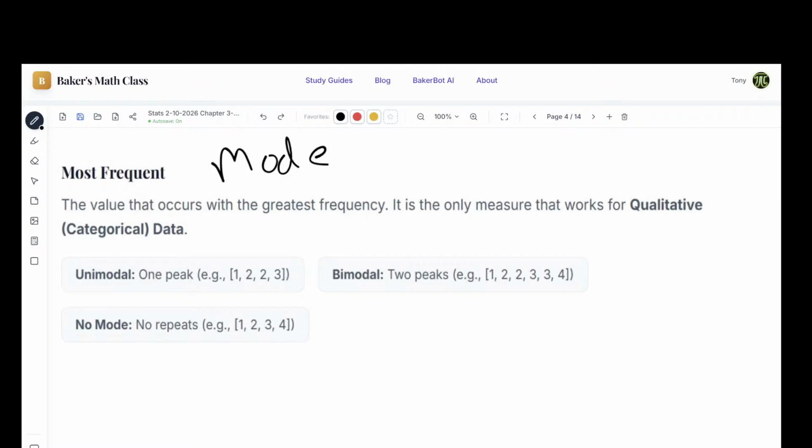You're looking for the one that appears most often. Mode also has some different options to it. I can have one mode, just one number appears most often. I can have multiple modes. They have bimodal here, but you can have 3, 4. Anytime more than one number appears the exact same amount, that would be a multimodal situation, and you list them all. I also could have no mode, where they all appear the exact same number of times.